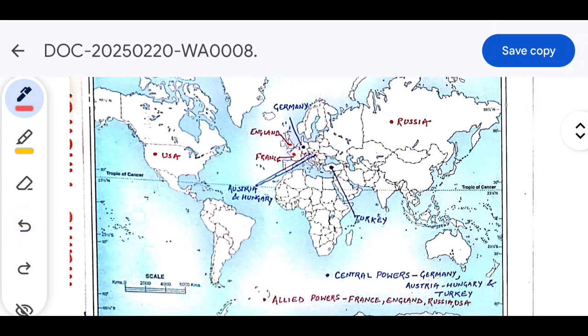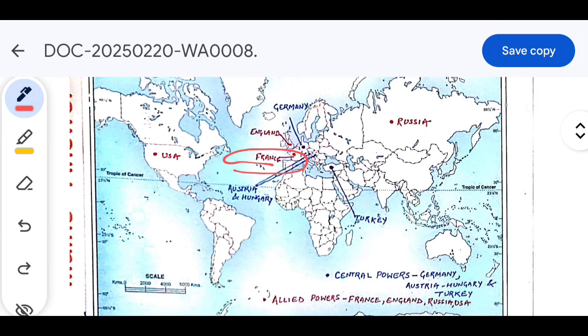Now we will come to the red one, that is the Allied powers which came together to fight against the Central Power. So they were France, England, Russia, USA. They will remain almost same in the Second World War also. Let's see. So Allied power first is France, which you can find here. Its enlarged version you have seen just before this map.